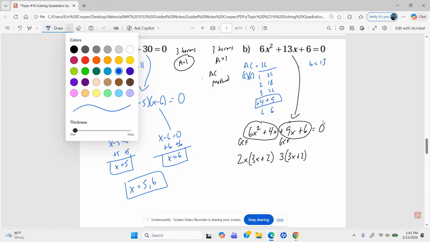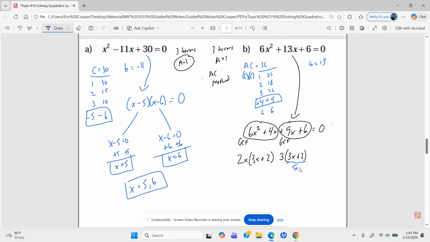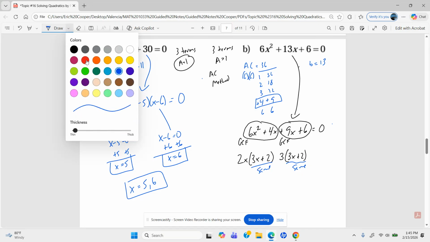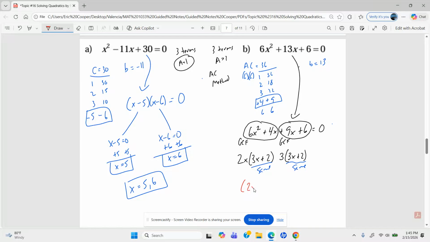Remember our check for when we do grouping. These should come out to be the same, which they did. So if we were factoring, our final answer would simply be 2x plus 3 and 3x plus 2. But now this is set equal to 0. So we're going to use our zero product property to finish this. We're going to take each of these factors and set them equal to 0.